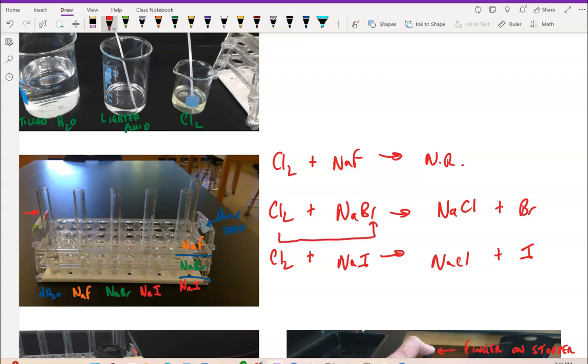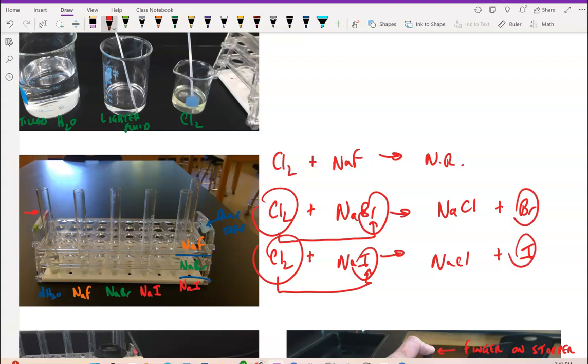Notice that the chlorine isn't replacing the sodium, ladies and gentlemen. This is a halogen from group 17. These are halogens from group 17. We're not worried about the chlorine replacing the sodium. We're worried about whether or not it can replace the other halogens, right?